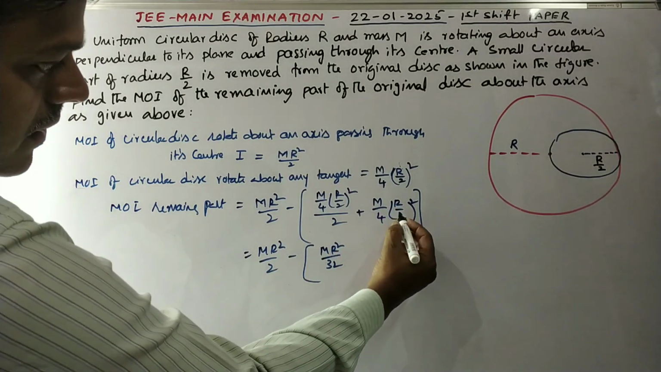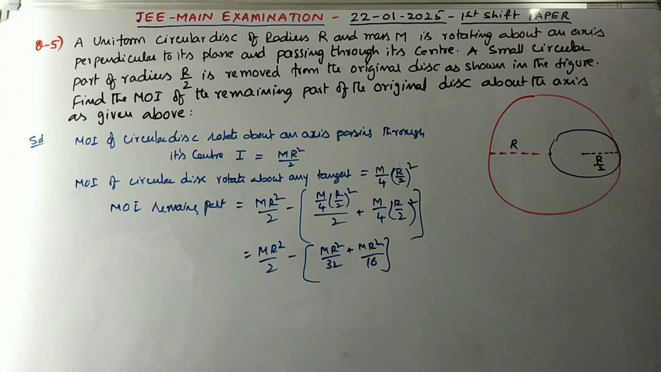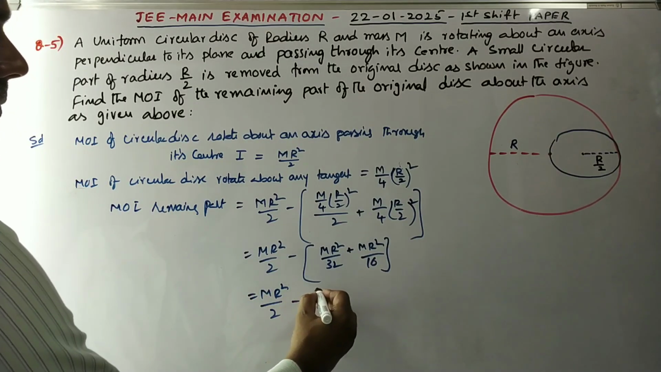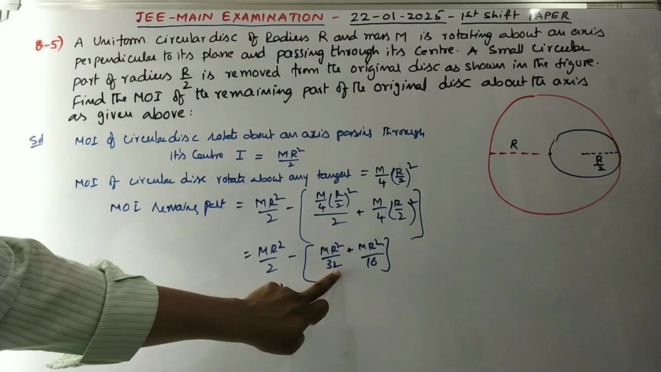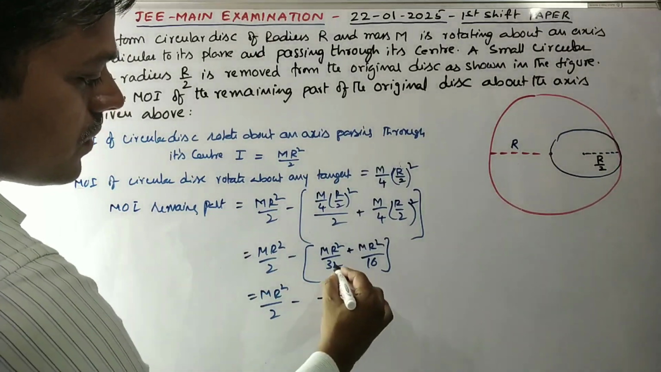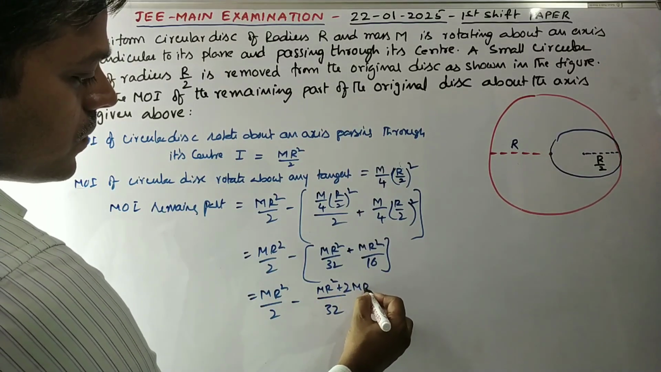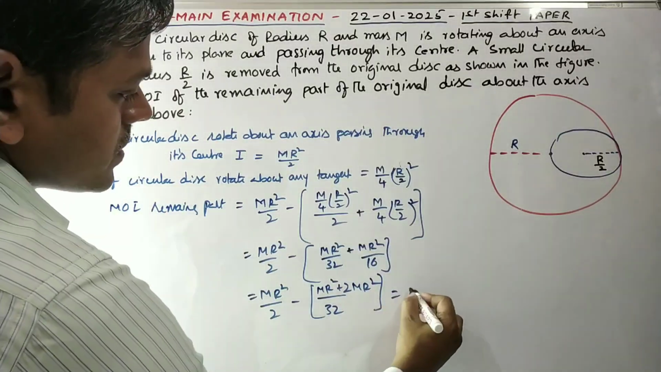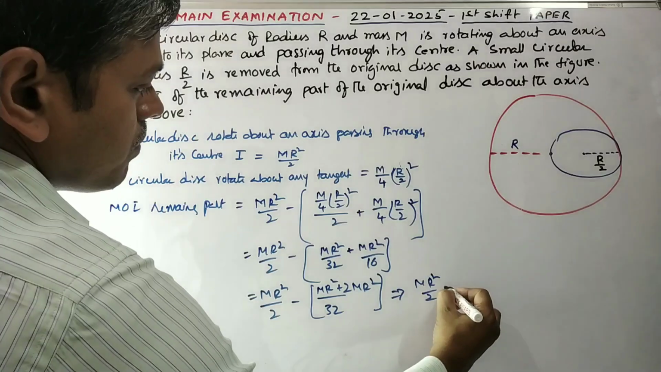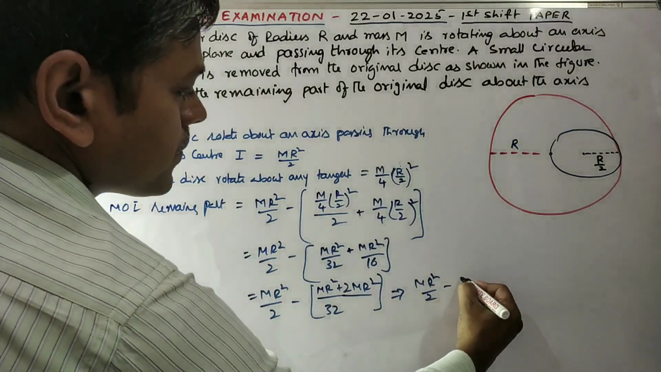Okay, plus m r square by 16, m r square by 16. Then you can make it m r square by 2, which is equal to 32 when you take it as the LCM. What is that? 32. M r square minus plus 2 into m r square, which is equal to m r square by 2 minus this whole thing, 3 m r square by 32.